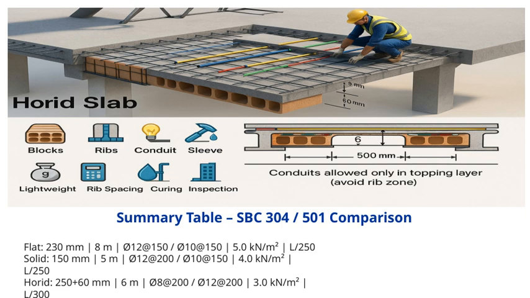Finally, the reverse section combines 150 plus 500 millimeters, totaling 650 millimeters in thickness, with a 6-meter span. The reinforcement is O/16 at 150 millimeters and O/10 at 150 millimeters, supporting a load of 4.8 kilonewtons per square meter, again with an L250 deflection limit.